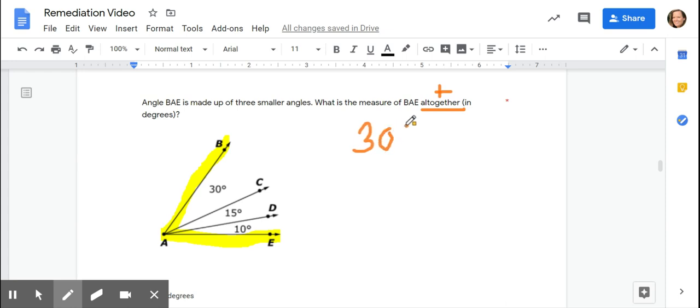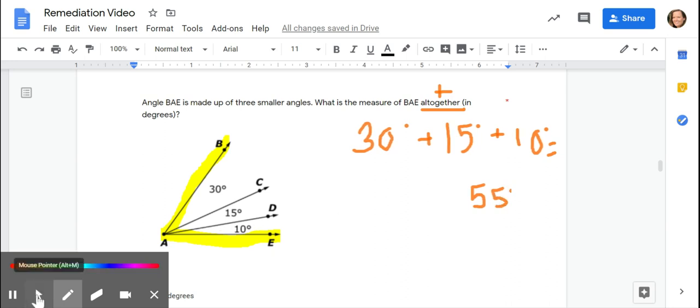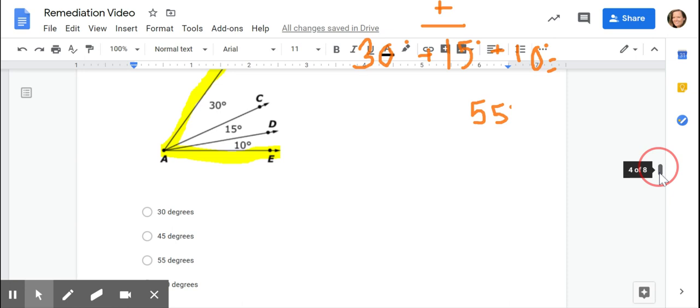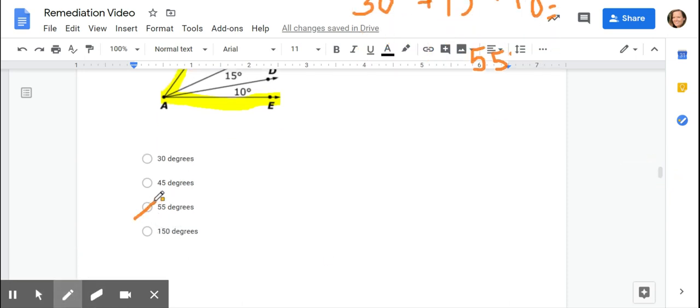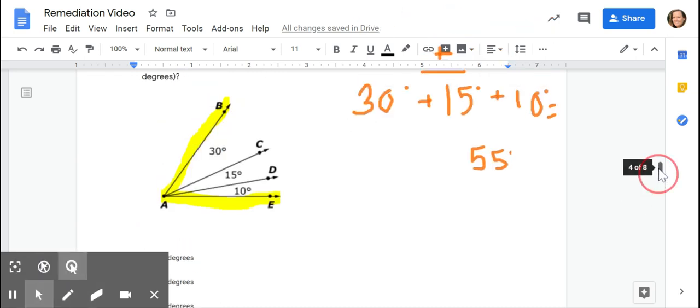which is 30 degrees plus 15 degrees plus 10 degrees. When we add 30, 10, and 15, we get a total amount of 55 degrees. So let's go ahead and see if that's an option. Here it is. So the measurement of angle BAE is 55 degrees. We had to add up the smaller parts to find the whole. Okay?